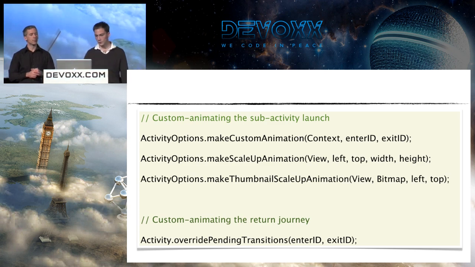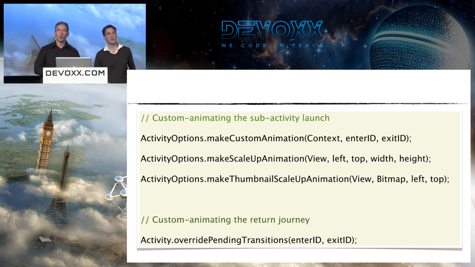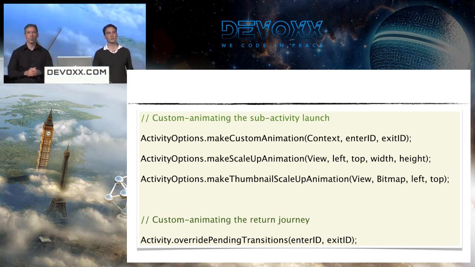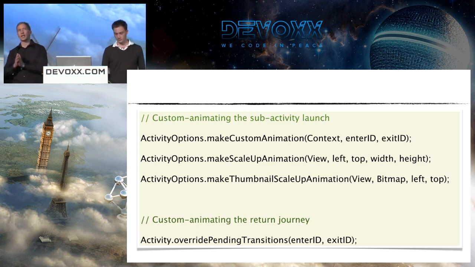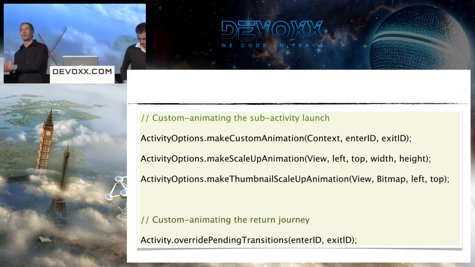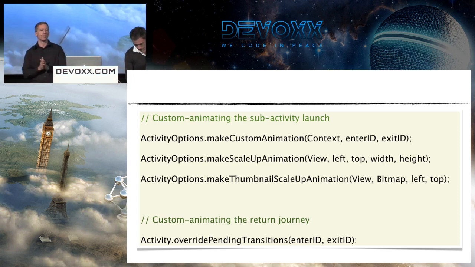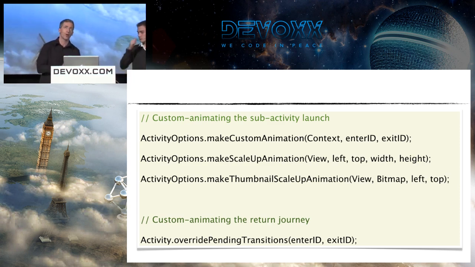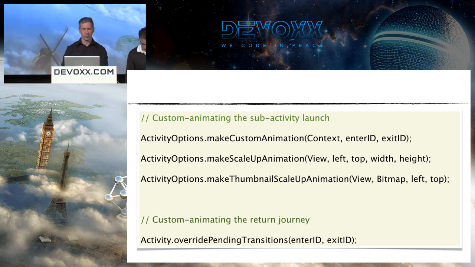That Chet was just showing you: make thumbnail, scale up animation. You can use that in your own application if you want to do similar effects between your activities or between your own custom windows. All of that is about getting into the sub-activity. Returning from the sub-activity, you would use the prior approach, prior to 3.1, which is this call to override pending transitions, and that tells it how to back out. So let's take a look at another demo.